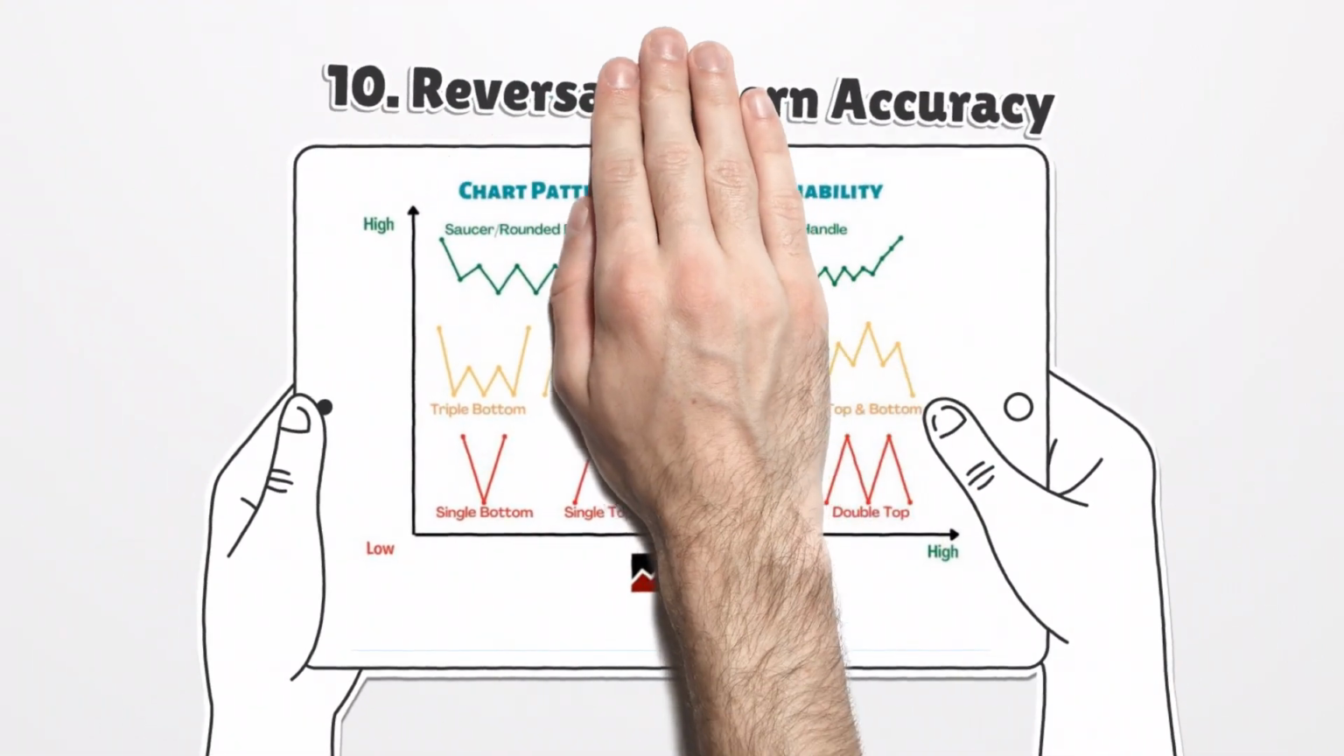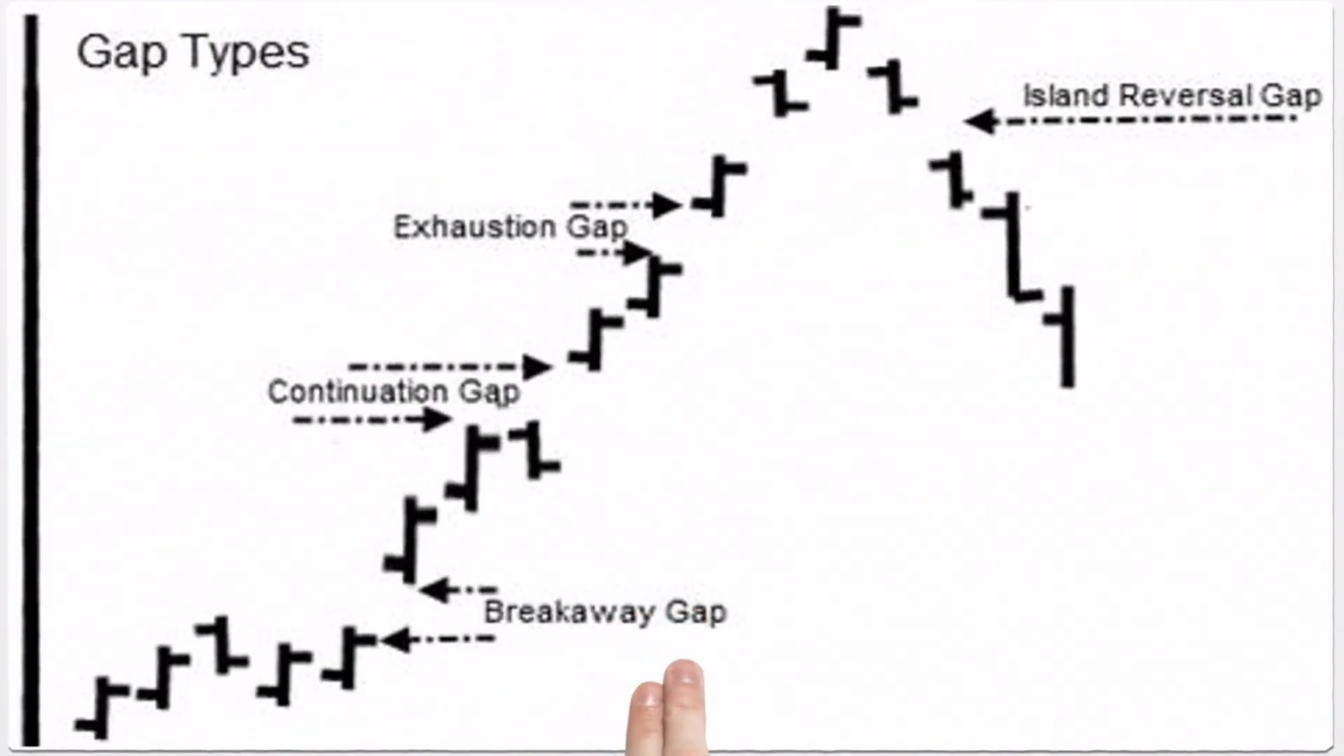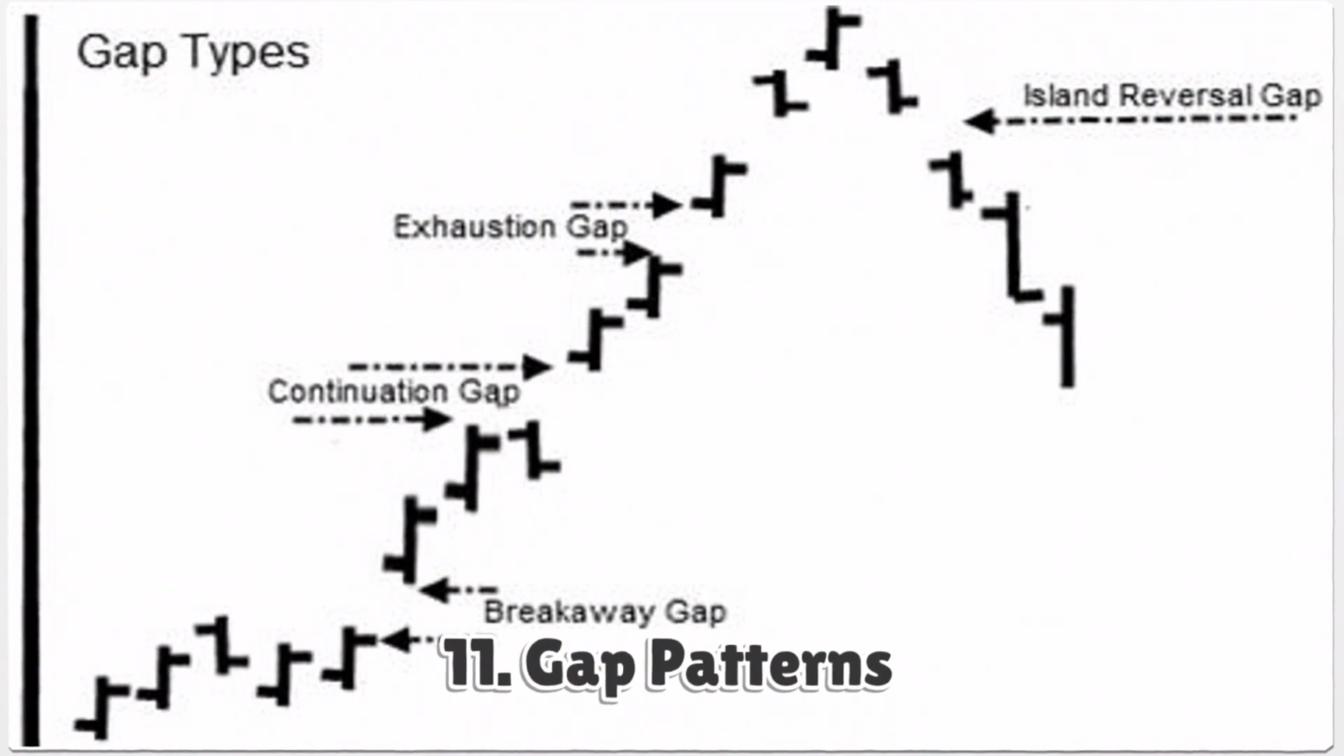The reversal pattern accuracy shows a comparison of accuracy for different reversal patterns. As seen in this image, it shows us the most common reversal patterns and their relative probability of accuracy. The gap pattern is an explanation of various gaps and their patterns and their significance.